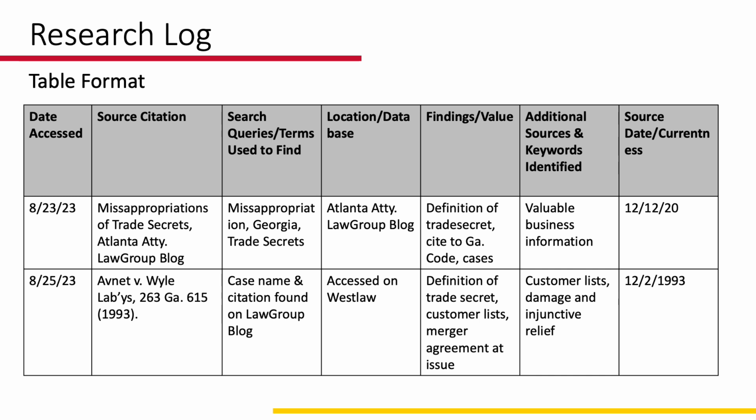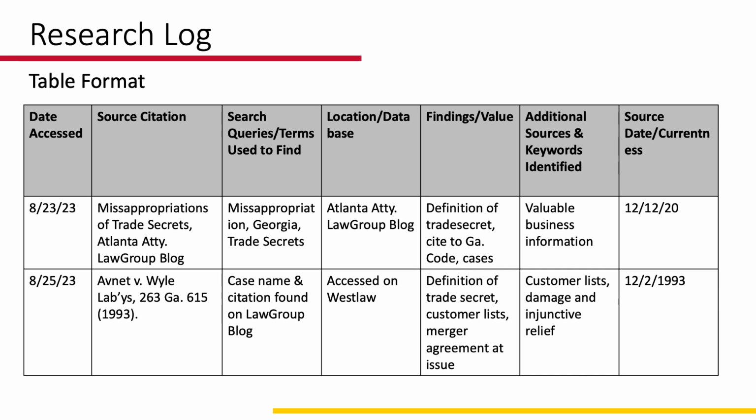This is a table format of a basic research log. And the types of information you would include are the date you accessed it, the source citation, and a helpful tip is, if possible, put this citation into the format that you'll need in your final document. So if you need Blue Book formatting for your final document, put this citation into Blue Book format, because when you're writing that final document, then you can just copy and paste from here.